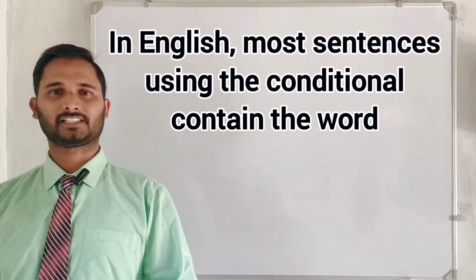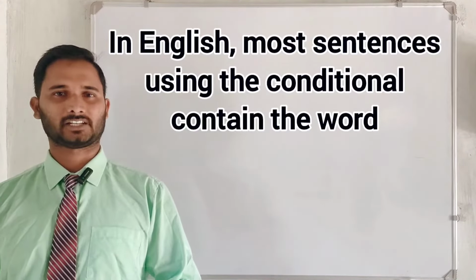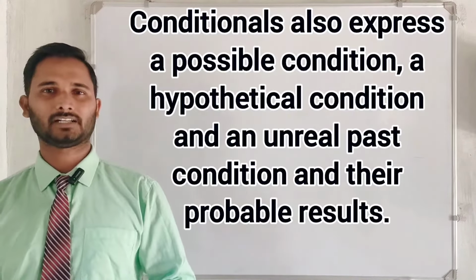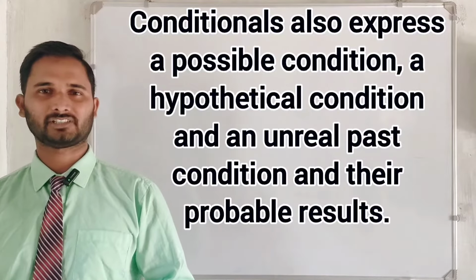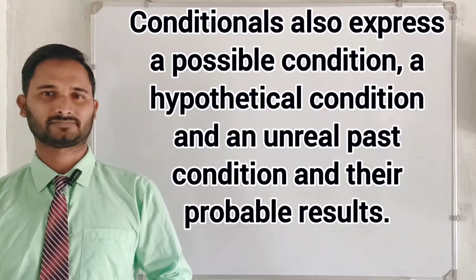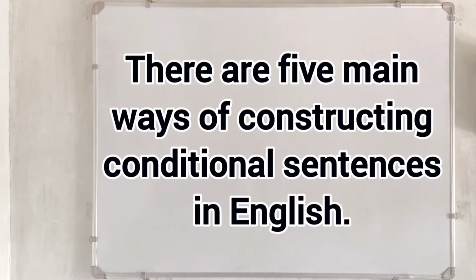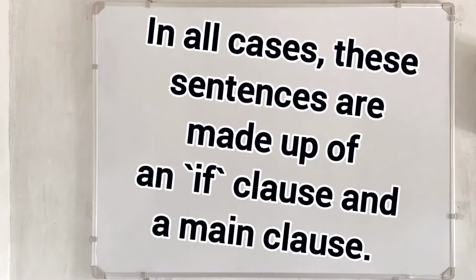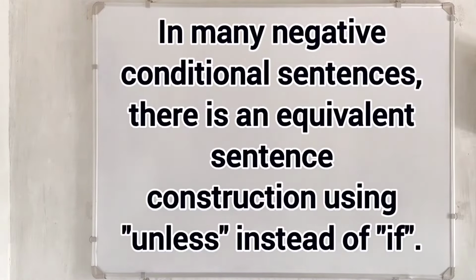In English, most of the sentences using the conditional contain the word if. Conditionals also express a possible condition, a hypothetical condition, and an unreal past condition and their probable results. There are 5 main ways of constructing conditional sentences in English. In all cases, these sentences are made up of an if clause and a main clause. In many negative conditional sentences, there is an equivalent sentence construction using unless instead of if.